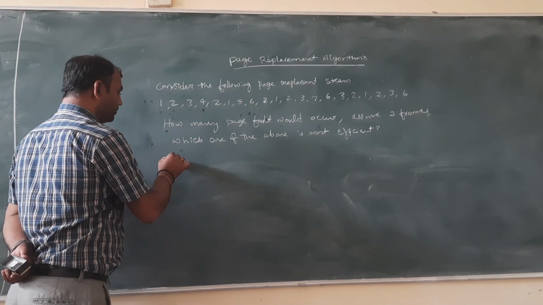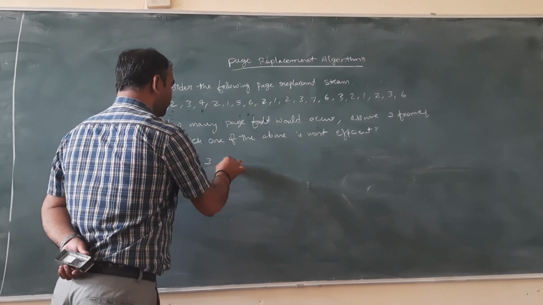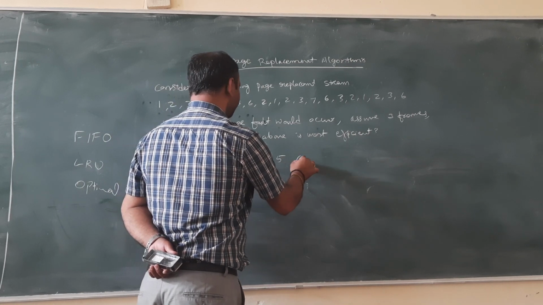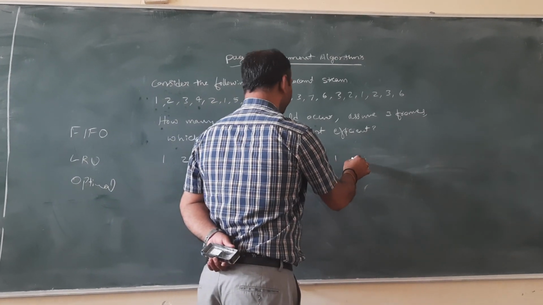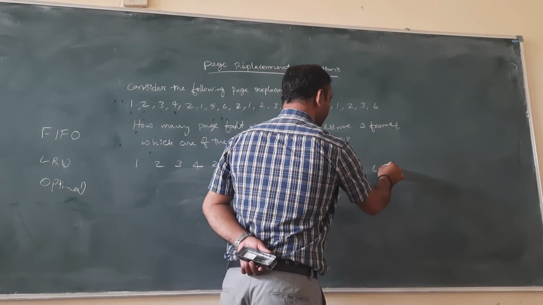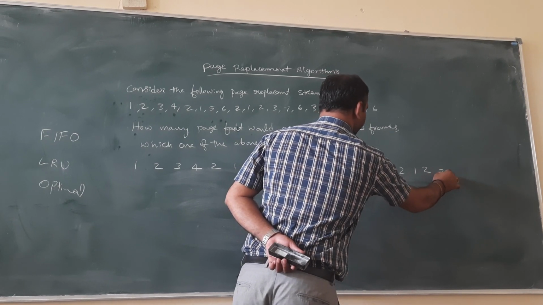So the string is: 1 2 3 4 2 1 5 6 2 1 2 3 7 6 3 2 1 2 3 6.